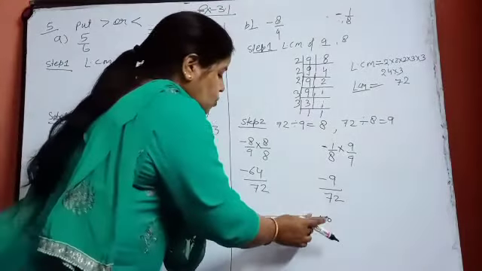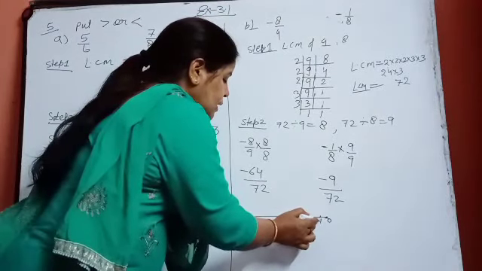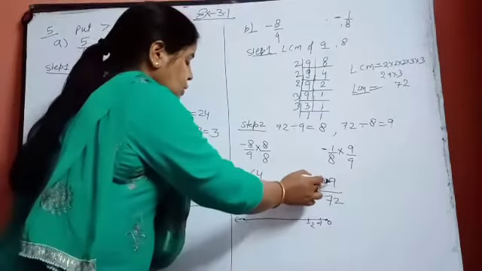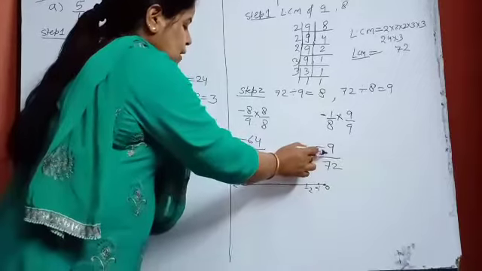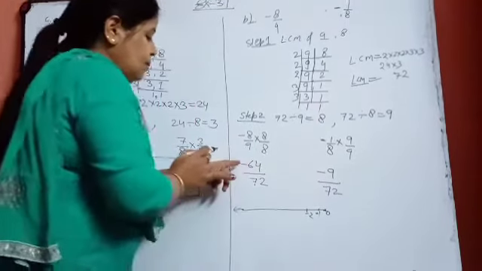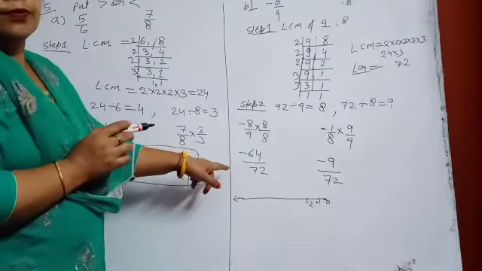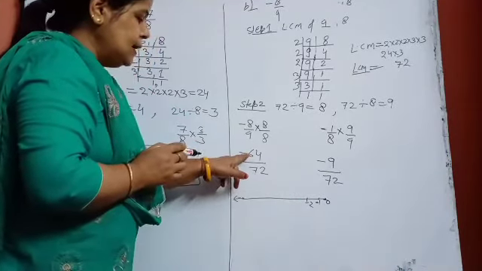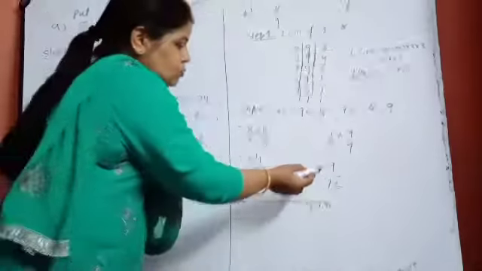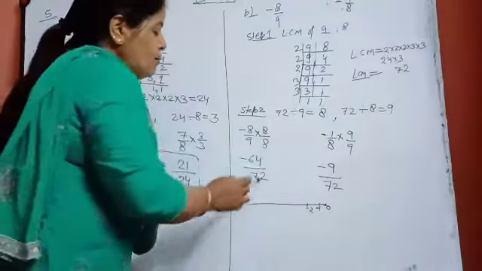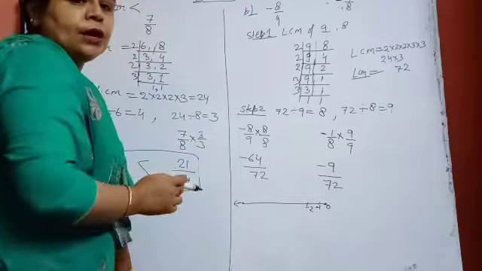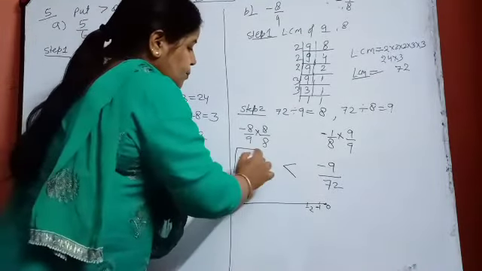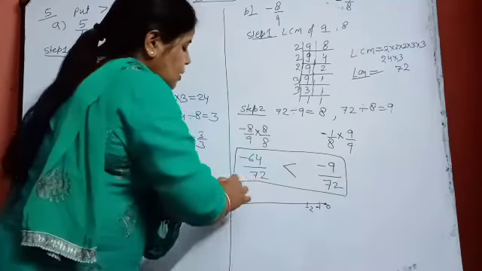And at that time I taught you that the numbers which are nearer to 0, those values will be greater. So you can see that minus 9 is nearer to 0 compared to this minus 64. It means which one will be greater? This one, and so minus 64 is smaller than minus 9. So you will write it in this way with this negative sign. So this will be your answer.